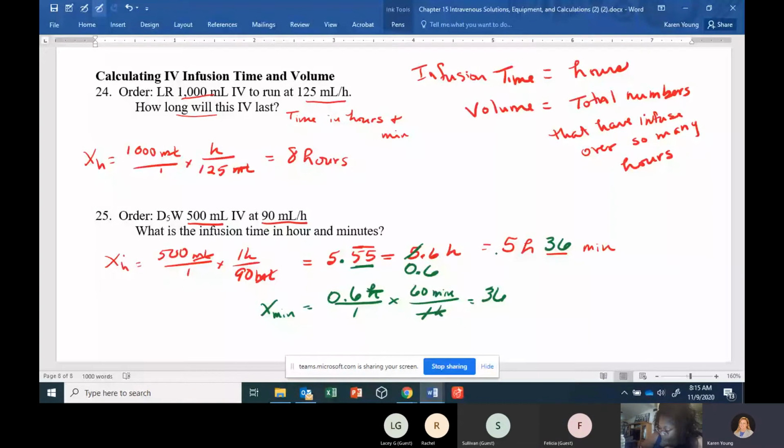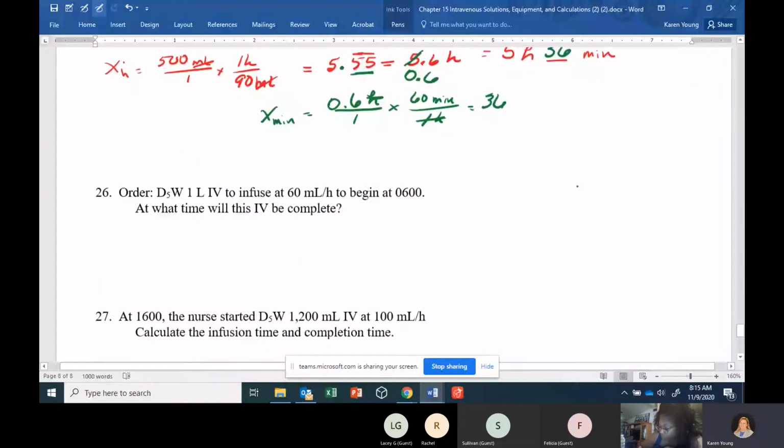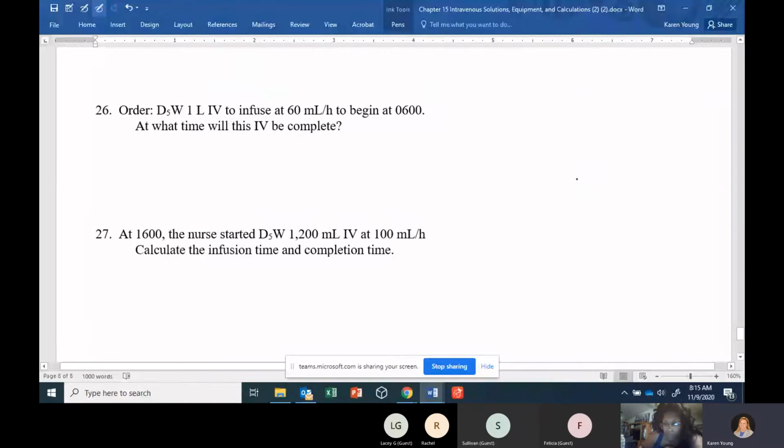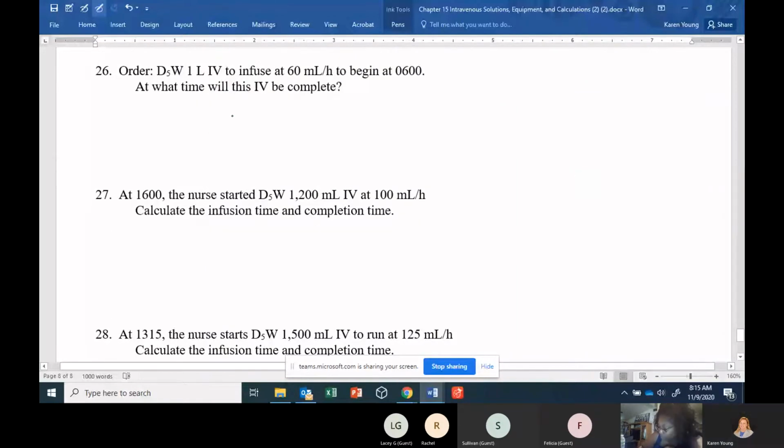Does anybody else have a question? All right, let's look at 26. At what time will this IV complete? So this I'm looking at a little bit differently. I'm going to have to find my hours first because I have to know how long it's going to take. But the time is considered a completion time.